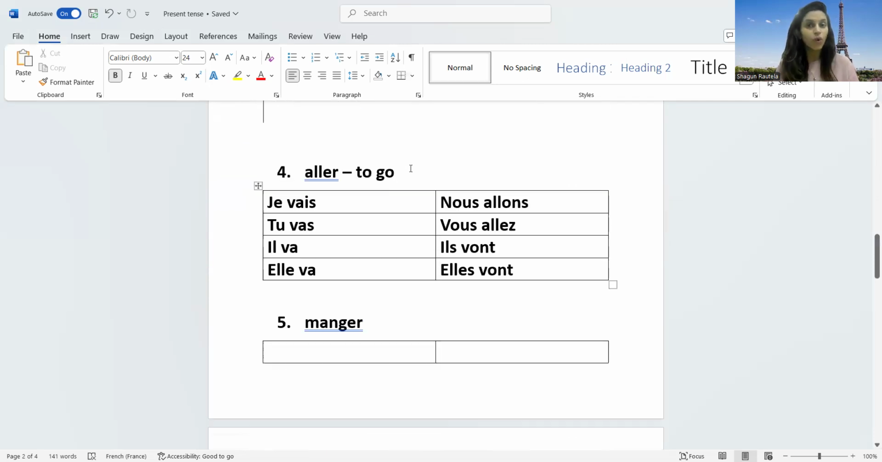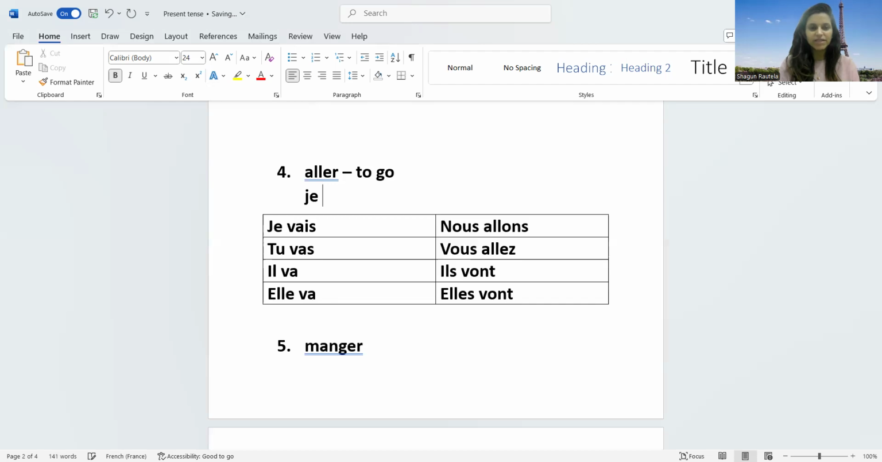So aller is to go. Whenever you're going to a place, je vais au cinéma. Il va au théâtre. So whenever you're going to a place. So I'm writing my sentence, you put your sentence. Je vais au cinéma.